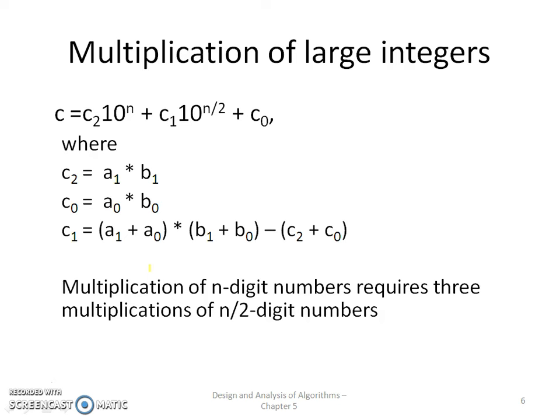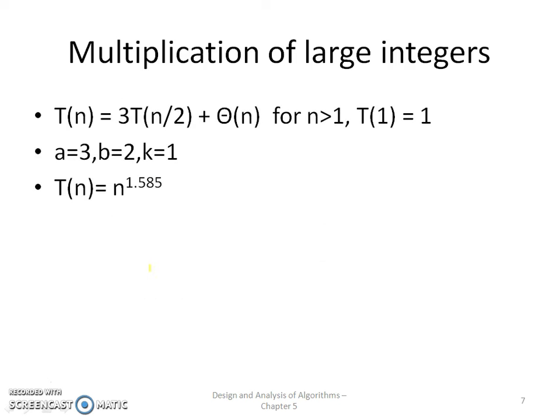Hence, the recurrence relation of this technique can be written as T of n is equal to 3 T of n by 2 plus theta of n, as against 4 that we had earlier. And if we apply Master's theorem once again, the time complexity here is T of n is n raised to 1.58, as against n square, which we would achieve in the earlier case. So by tactfully using algebra and reducing the number of multiplications, we were able to multiply two large integers in time which was less than what we would otherwise require.